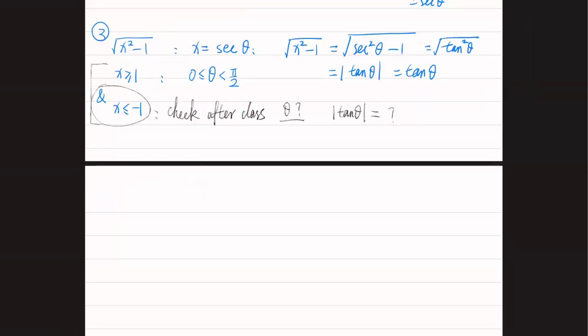Which one should go first? This one, the integral. The simplest one. Okay, let's find this integral. We will use the substitution x equals secant theta, and let me integrate from 1 to square root of 2.